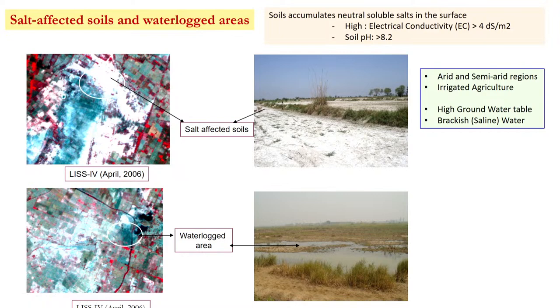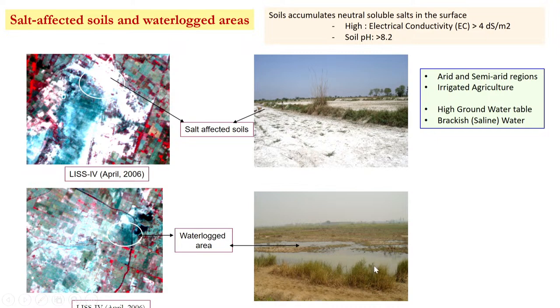Another is the salt affected soils and waterlogged area. Here in this is the FCC. Salt affected soils, what happens? Soils accumulate neutral soluble salts on the surface. This is the salts in the field photograph. It gives high reflectance. That's why it appears on the standard FCC as a white tone.